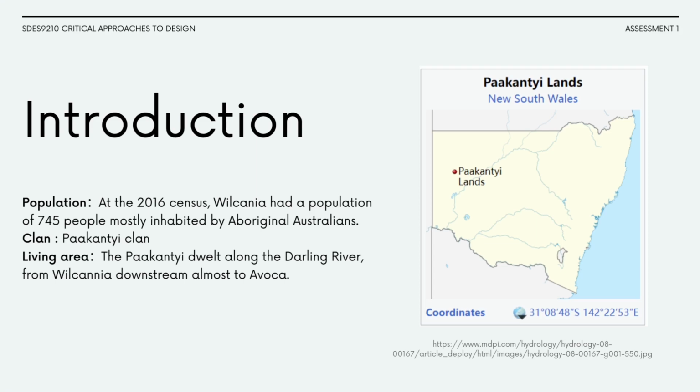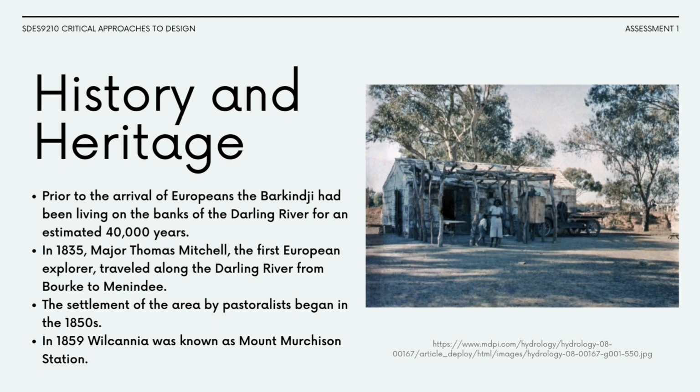The Barkandji developed along the Darling River from Wilcannia downstream almost to Wentworth. The history of the area is very old, dating back thousands of years. The Barkandji people have been living on the banks of the Darling River for about 40,000 years before the arrival of the Europeans. Later in the 1850s, many pastoralists settled in the area.